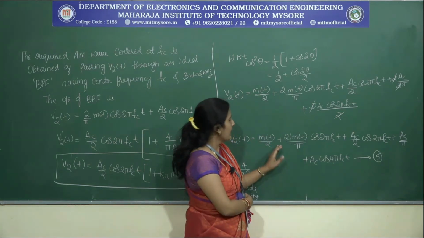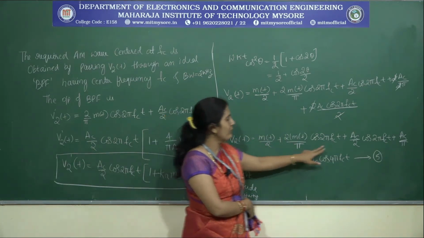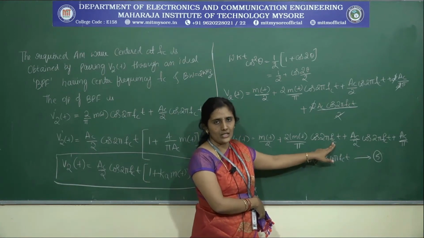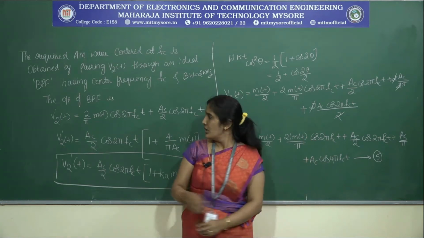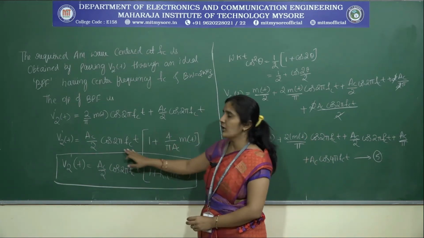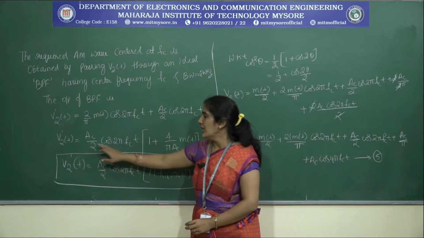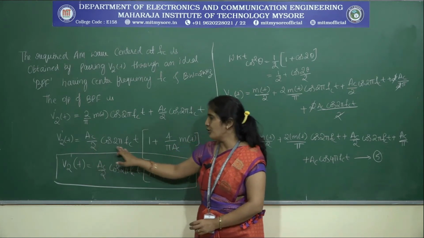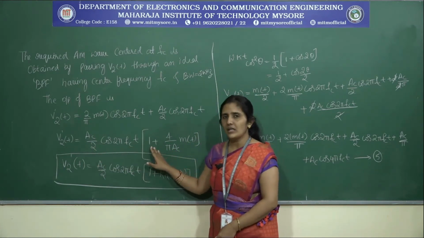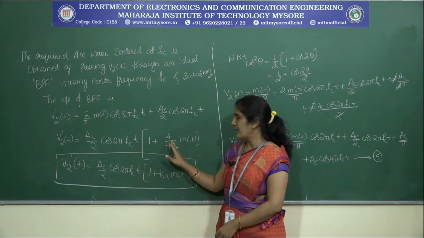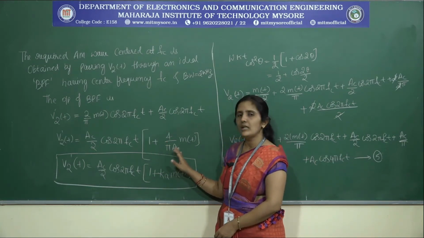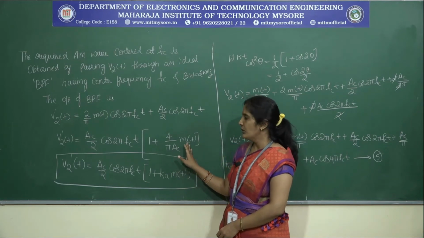Here we are going to keep wherever there is the center frequency Fc, and we are going to remove the remaining components. So after getting this, we are going to take the common AC divided by 2 cos 2 pi Fc t. After taking the common, we are left with 1 plus 4 divided by pi into AC into m of t.